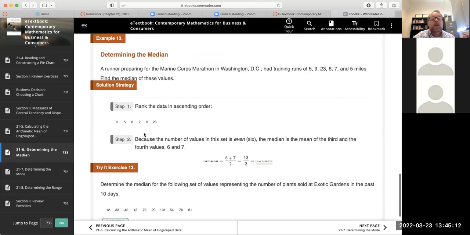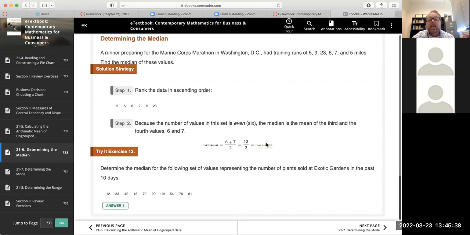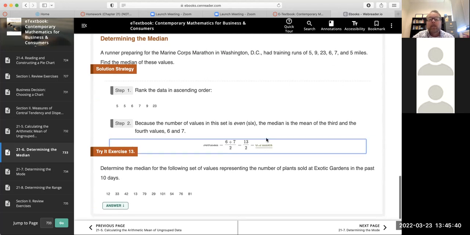So here, if you notice on example 13, you guys can see my screen, correct? Okay. So you have 5, 5, 6, 7, 9, 23. Well, there is no middle number because it's even, it's 6 and 7. Because it's in between 6 and 7 and there is no number, you have to take both of those numbers. 6 plus 7, which is 13, you divide that by 2, and that gives you your median number. For some reason, it's not showing up there, but it basically is 6.5.